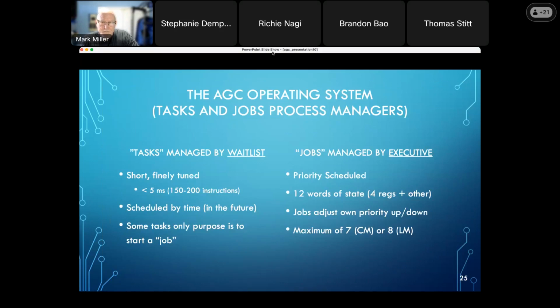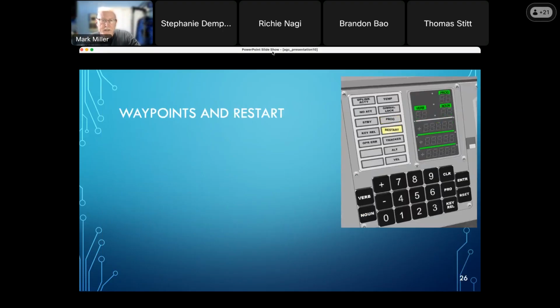As far as the operating system goes, it had two kinds of jobs it would run. Really, really tiny jobs it called tasks, and those were managed by something called the wait list, and then long-running jobs that were priority scheduled. So a job of higher priority could get in front of and disrupt jobs of lower priority. Sometimes all a task would do is turn around and start a job.